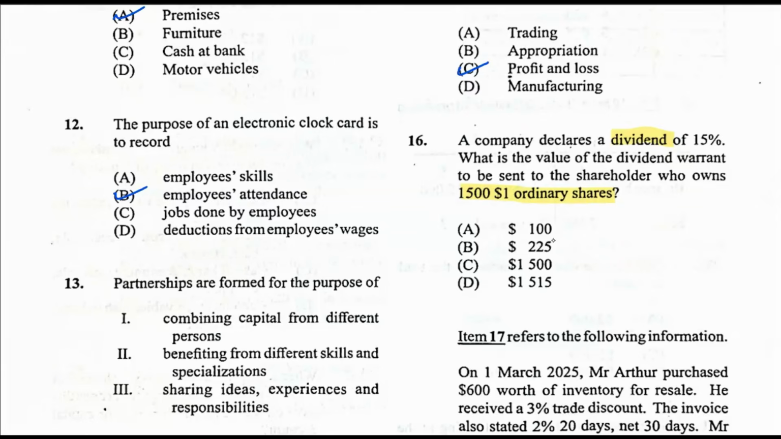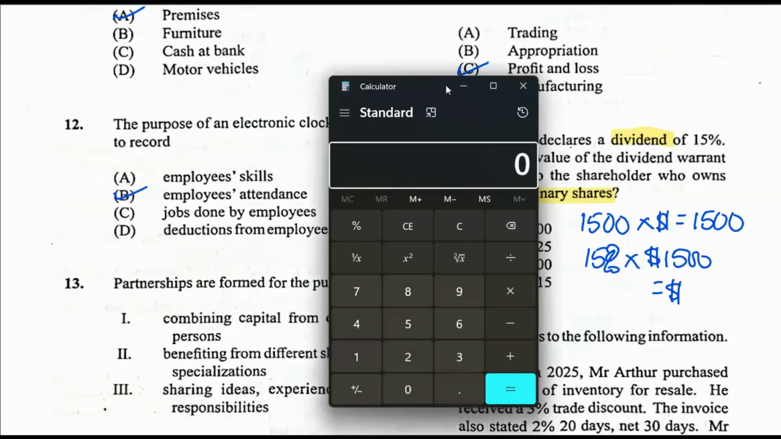If a shareholder owns 1,500 $1 shares, it means that his investment would be $1,500. He's expecting to get back 15% of this. So 15% of the 1,500. Now this is where a calculator comes in. So make sure you grab a calculator. Let's work it out.